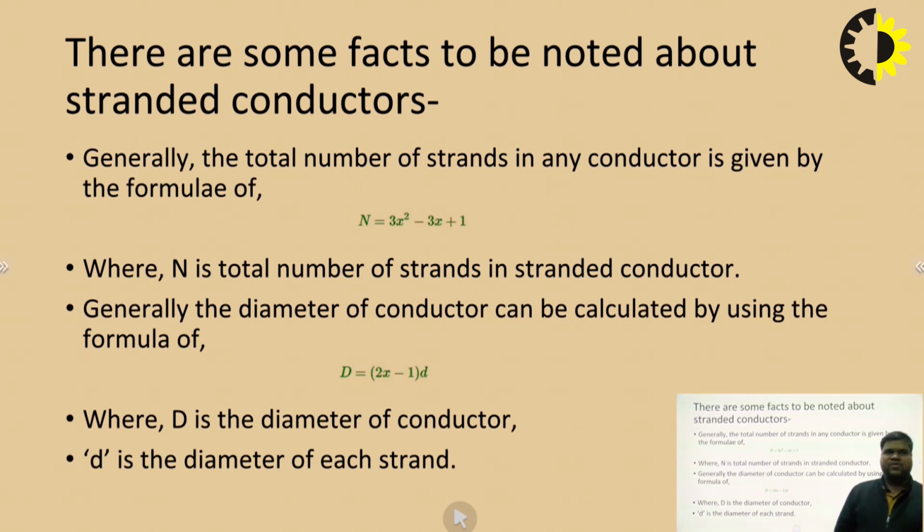Generally, the total number of strands in any conductor is given by a simple mathematical formula: N equals 3x squared minus 3x plus 1, where N is the number of strands in the stranded conductor. The diameter of the conductor can be calculated using capital D equals 2x minus 1 into small d, where capital D is the diameter of the conductor and small d is the diameter of each strand.